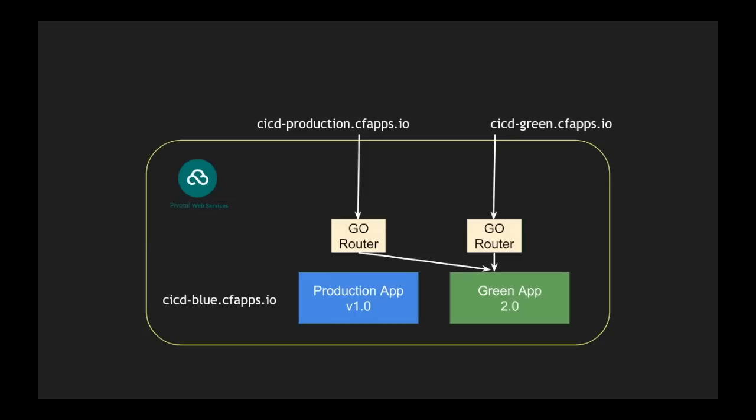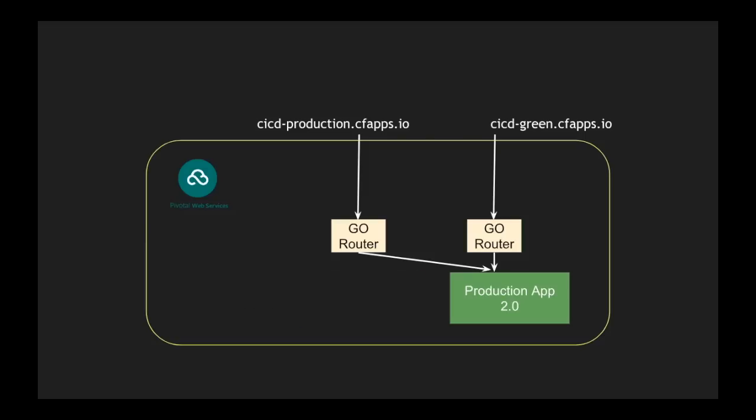Now the blue becomes stale, right? So we are going to have green as the production version, and we are going to remove blue. Once the blue is removed, we need to rename the green back to blue. That way, this becomes our production copy, and we can remove our CI/CD blue URL and have the CI/CD production as our version. So this is how we can do a blue-green deployment.